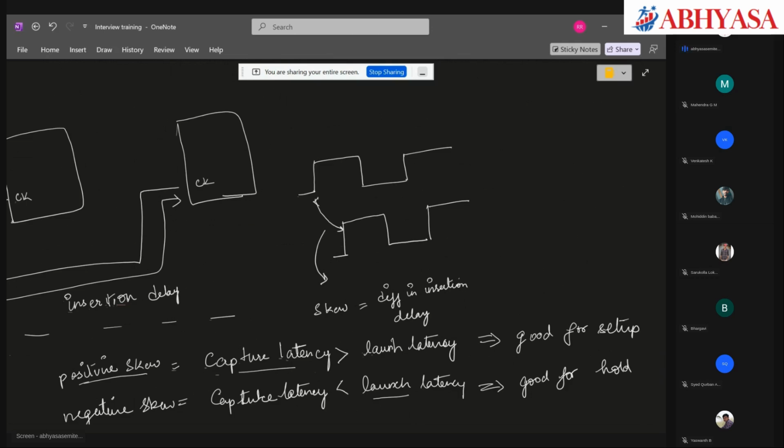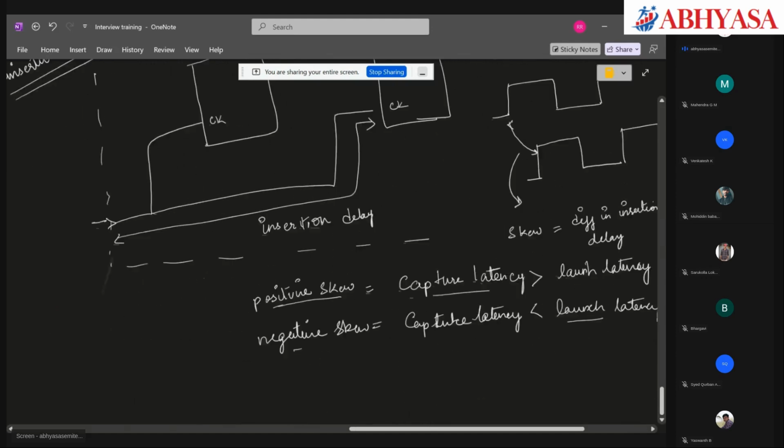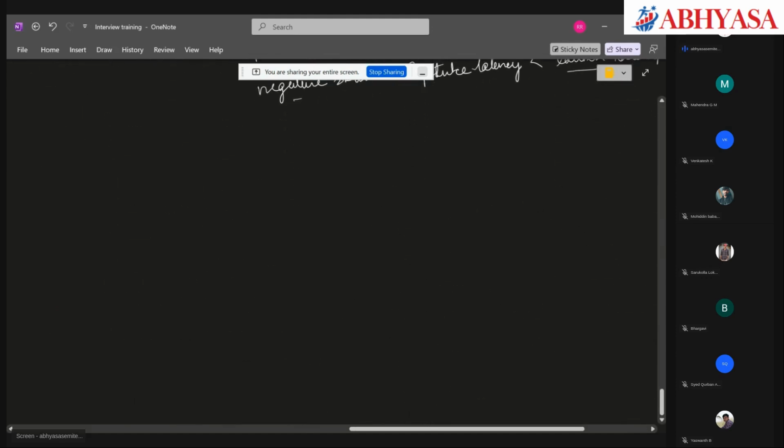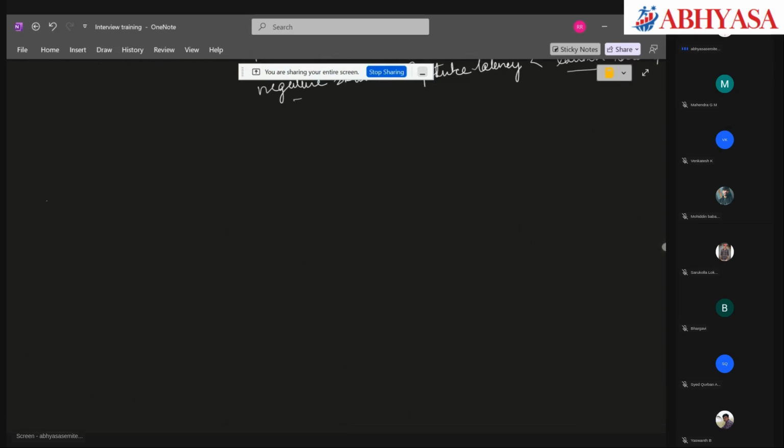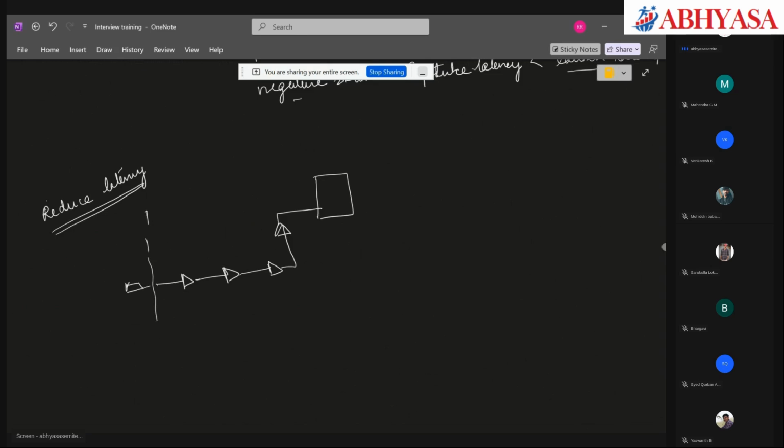How will you minimize the insertion delay? Someone was answering addition of buffers and all. It is correct, but we have to dig a little deeper. Reduce insertion delay or latency. Let us say you have to reduce latency. Latency is nothing but again the propagation of my clock signal from the block port to the clock pin.